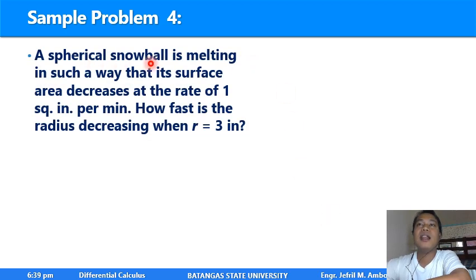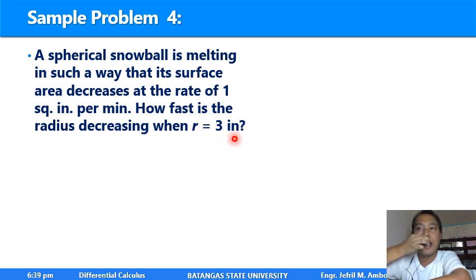So we have here a spherical snowball. Okay. Snow. Kahit ang init-init ngayon. So, spherical snowball that is melting, natutunaw, ang bolang gawa sa yelo in such a way that the surface area is decreasing. Lumiliit yung surface area natural. Habang natutunaw ang yelo, lumiliit ang kanyang surface area. Gaano daw kabilis lumiit yung surface area? Lumiliit siya at a rate of 1 square inch per minute. Okay? Now, how fast is the radius decreasing when r is equal to 3 inches?